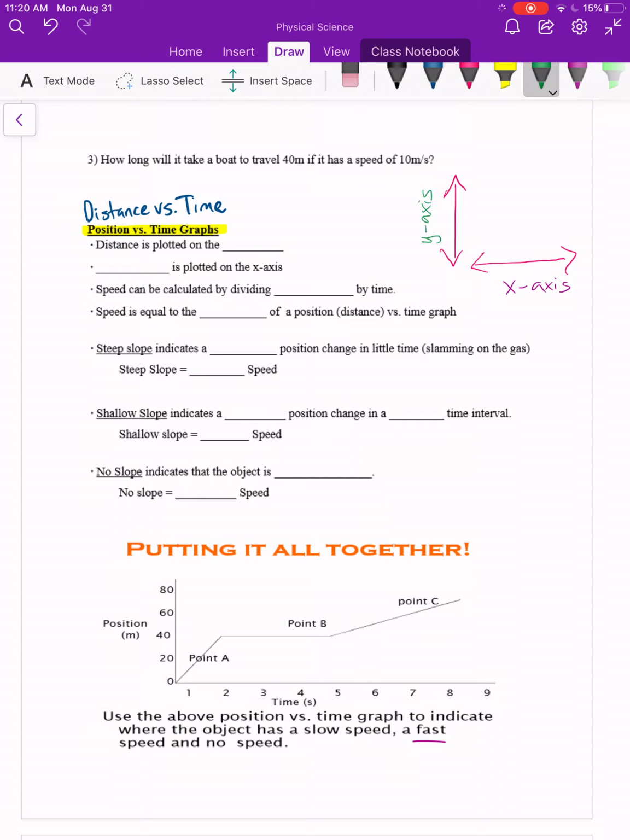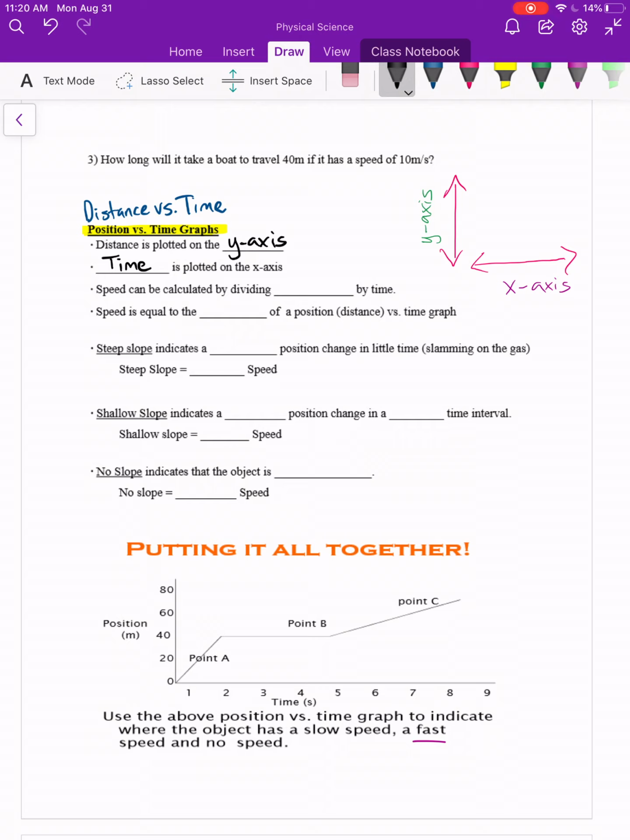So when we are graphing, the distance is going to be plotted on the y-axis, and that means that on the x-axis, we are going to plot time. Remember, time is like seconds, minutes, hours, days, months, years, and distance would be like meters, inches, kilometers, centimeters.